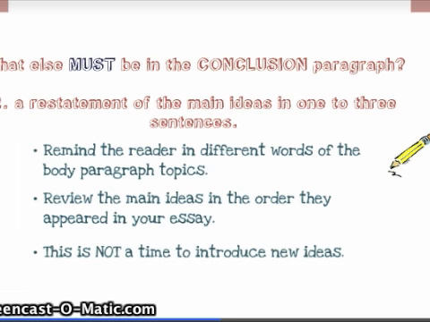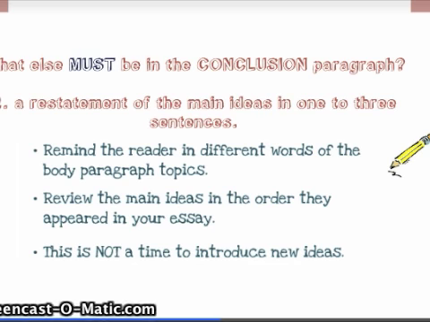Most importantly, it is not the time to introduce new ideas. If, as you're writing your concluding paragraph, you think, oh, why didn't I include this idea? Oh, well, I'll just throw it in really quickly here, that's not what you want to do. Instead, you could take that really great idea that you wish you would have thought about earlier and go back and put it in your body.